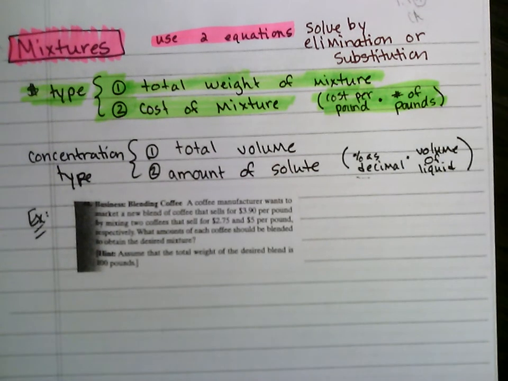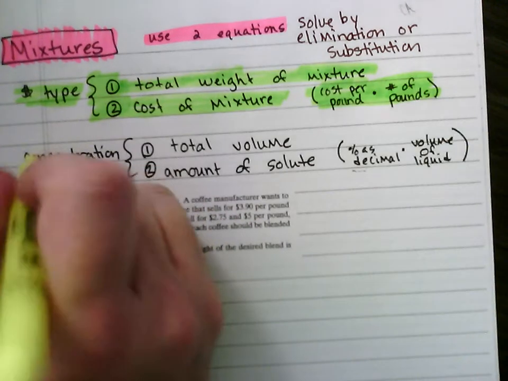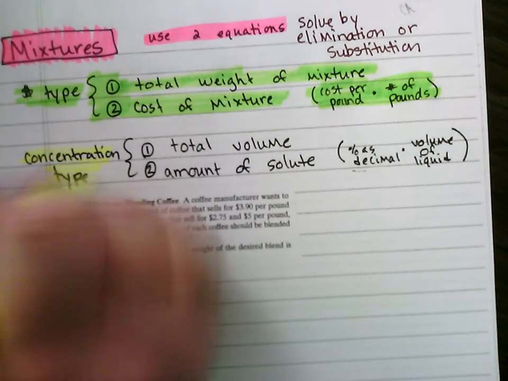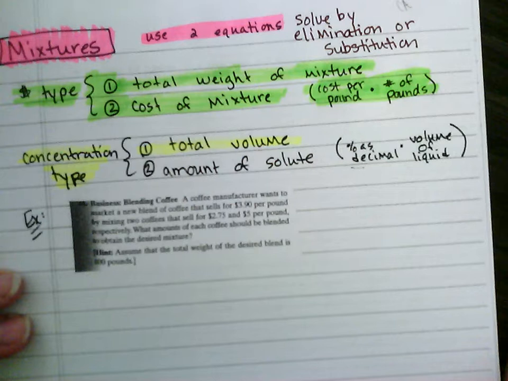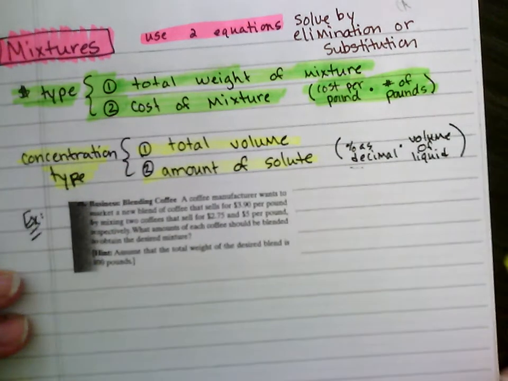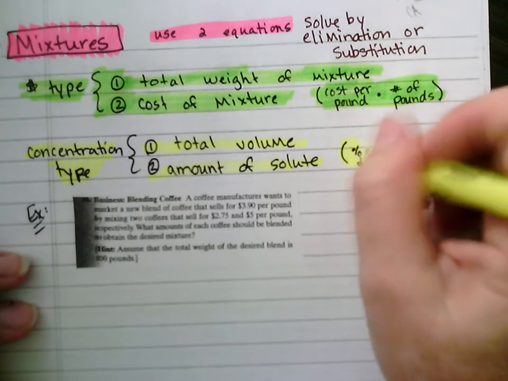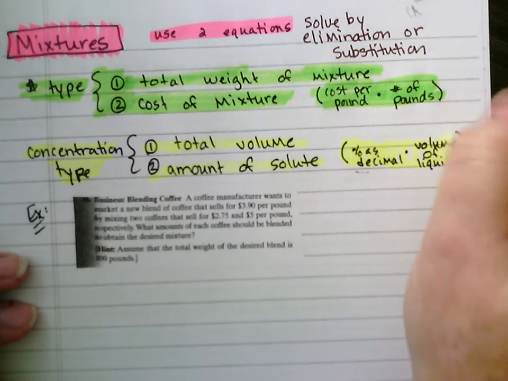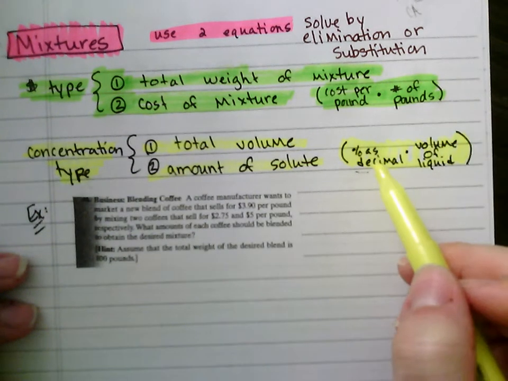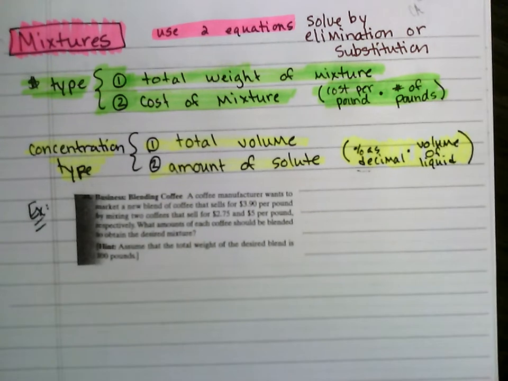And then we're going to have a different type that is a concentration, like chemistry problems. So one of our equations is going to have to do with the total volume that we have. The other is going to be the amount of solute. That's what's dissolved in it. And for the amount of solute, we're going to use the percent concentration times the volume of liquid to get the amount of solute.